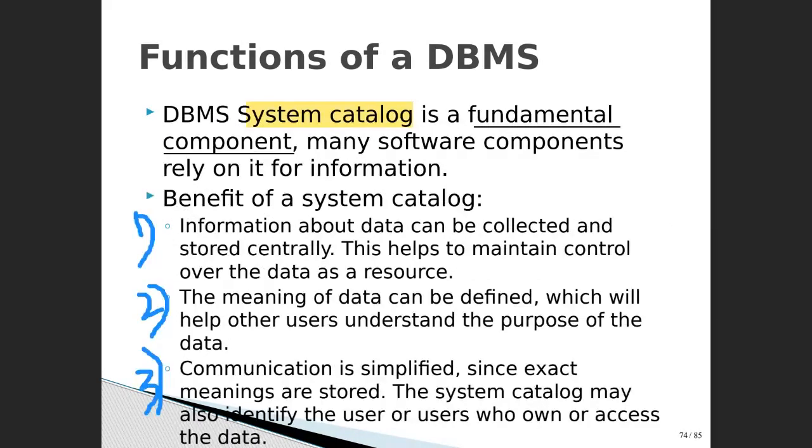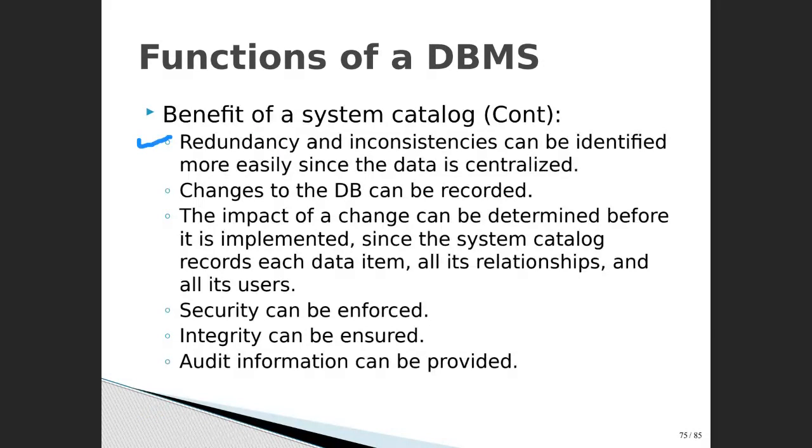Four, other benefits of having a system catalog. Number four, also if there is any redundancy or inconsistency, it will be easily identified because the data is centralized, so they will have more control over redundancy and inconsistency. So it will be resolved because it's centralized. They will figure out where the redundant data is and they will resolve it.